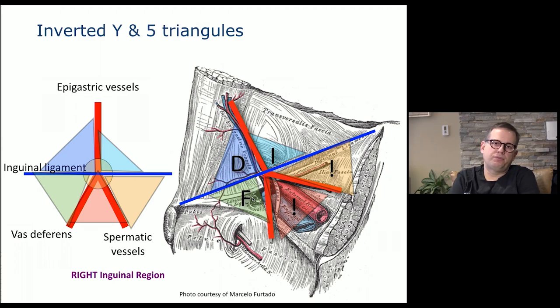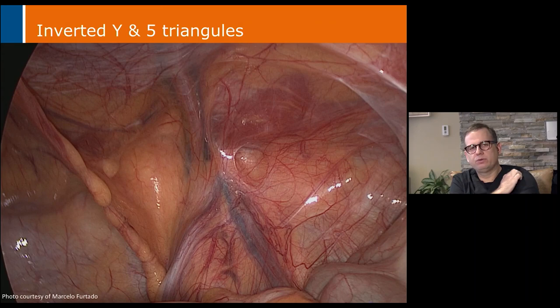So that's an easy way to imagine the anatomy in your mind. Find the three structures: epigastric vessels, spermatic vessels, and vas deferens. Imagine the inverted Y, divide your field in anterior and posterior with the iliopubic tract that runs from the pubis to the anterior superior iliac spine, and see the five triangles. And that way, you're going to find everything that you need. Again, the same anatomy we are going to go over and over now in real pictures.